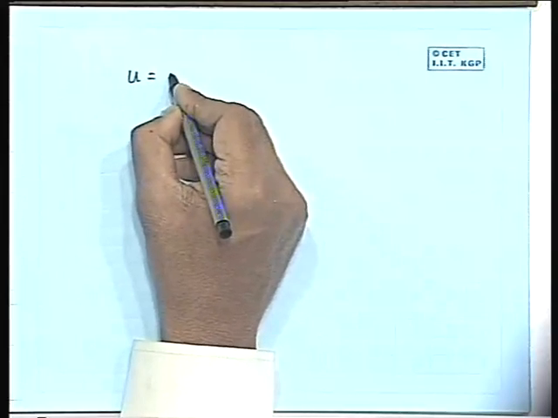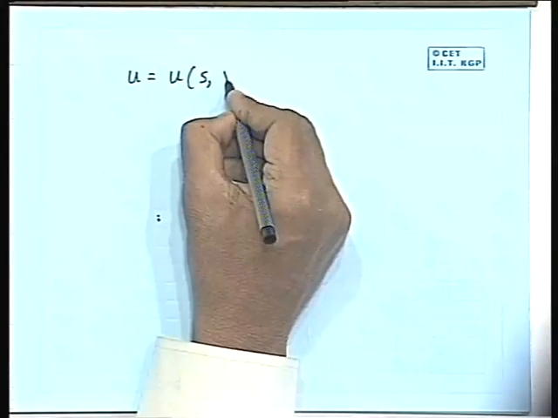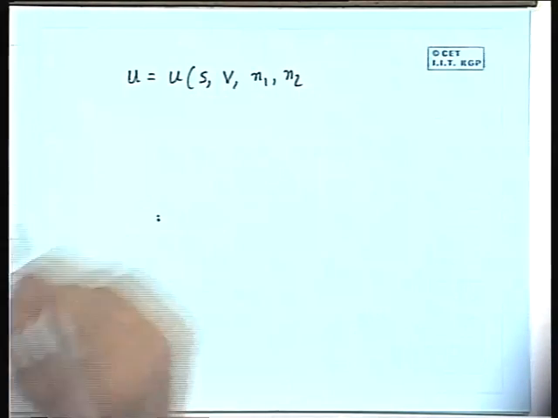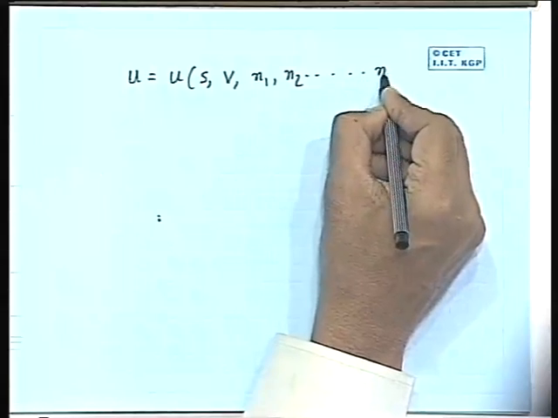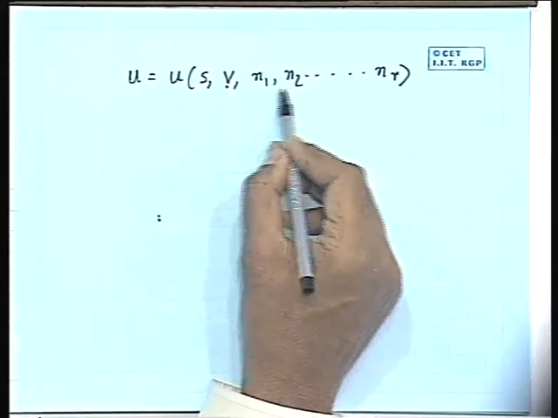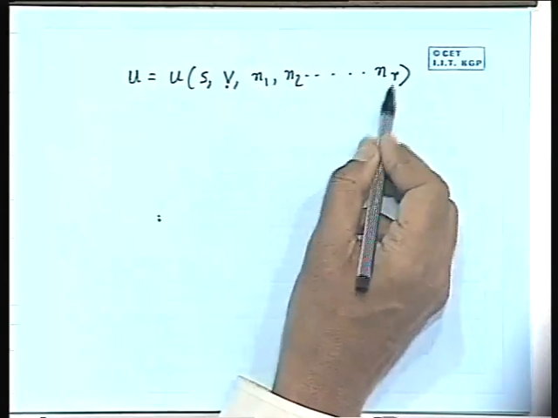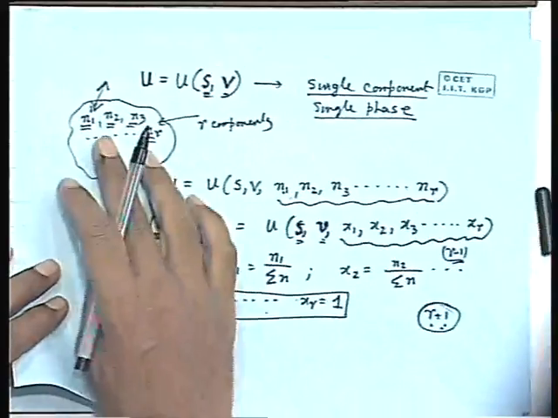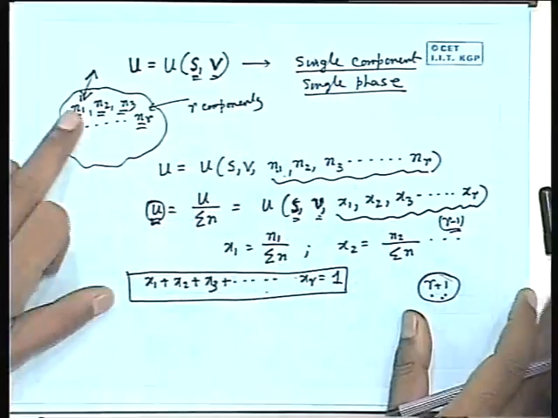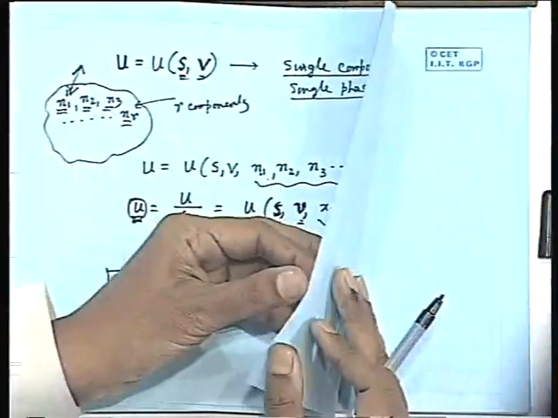Now, I start with this: U is a function of entropy, volume and N1, N2, up to Nr. That means this is the big U, the total internal energy, with total entropy, total volume, and the numbers of moles. In a single component system u is a function of S and V, but in a multi-component system consisting of r components, we have n1, n2, n3, nr as the respective numbers of moles for the components. We can write U as a function of S, V and the numbers of moles.